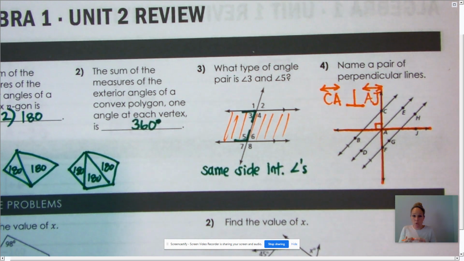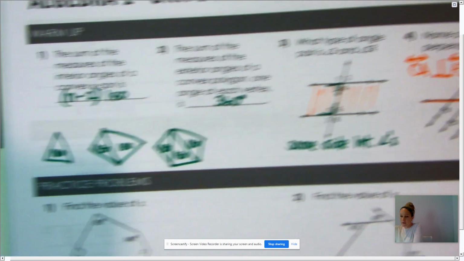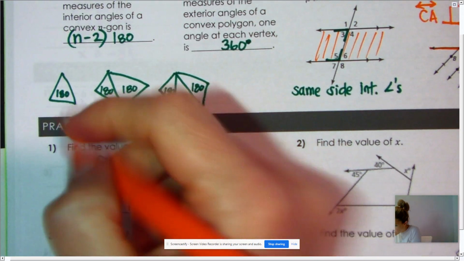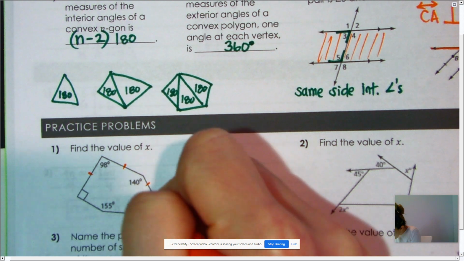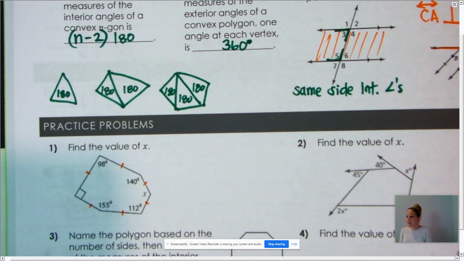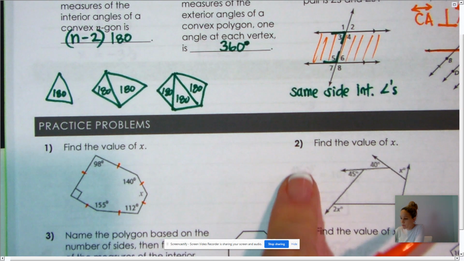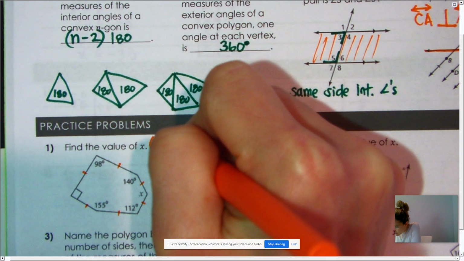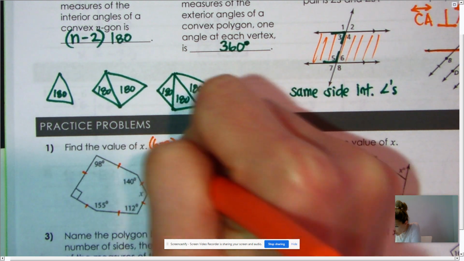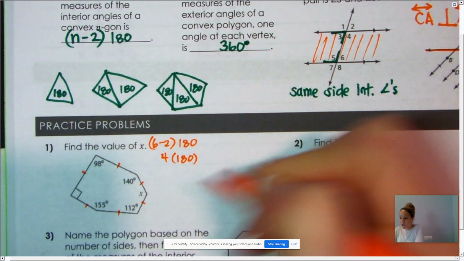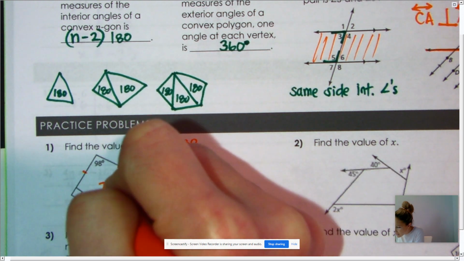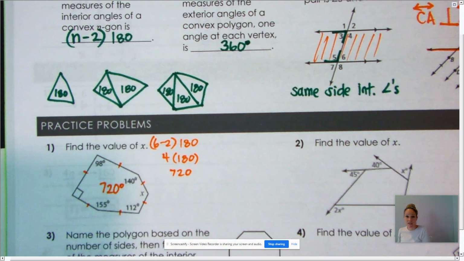Okay, question number 1 on the practice problems. First of all, before we can solve this, we need to count the number of sides. So there's 1, 2, 3, 4, 5, 6 sides. So I use my special formula here where I go 6 take away 2 and then times by 180. So I have 4 times 180, which is 720. So I know the sum has to be 720 degrees.